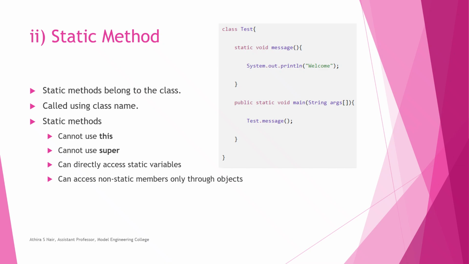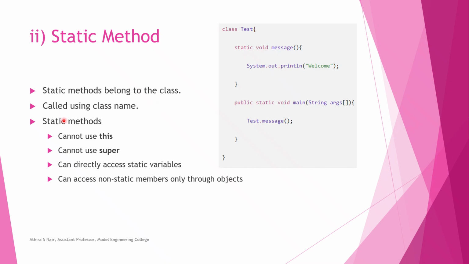Now let's see static method. Static can also be applied to methods and static methods belong to the class and it can be called using class name. So in this program we have a class test and we have a static method called message and here we are printing welcome. So in the main class we are not creating any object. We directly use test.message because the method belongs to the class. No need to create an object.